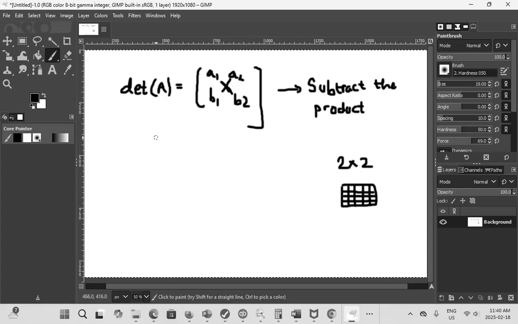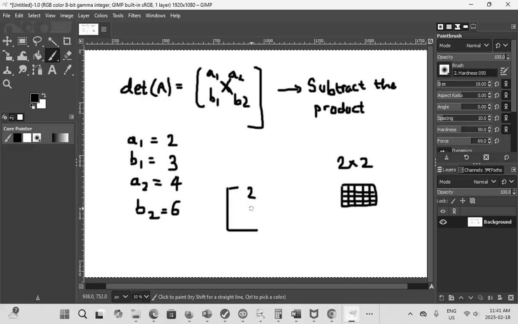Let's say your A1 equals 2, B1 equals 3, A2 equals 4, and B2 equals 6. So we can sub in the values. We know that A1 is 2, B1 is 3, A2 is 4, and B2 is 6.